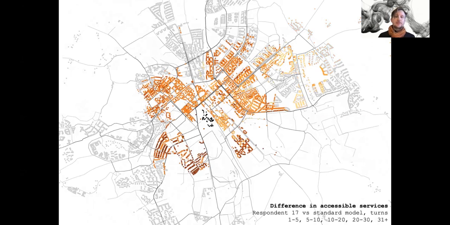We can also compare the difference in accessible services again. This is not the accessible services that you reach, but the difference in how many you reach. This is for respondent 17, one respondent, and we can see how it spreads all over the city, and it actually grows strongest down in the southwest and in the south. Whereas for another respondent, it has a different pattern. It's still a difference in the southwest and south, but the difference is higher in the central city and up towards the northeast and so on.